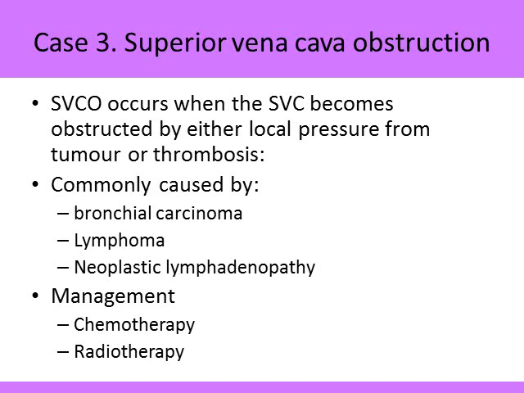So this one, again, is not massively an F1 kind of presentation, but something you should know about for exams. It's local pressure from tumour or thrombus, usually caused by bronchial carcinoma or lymphoma, anything that compresses the mediastinum. The main management is chemotherapy and radiotherapy, so obviously, you guys aren't doing that.